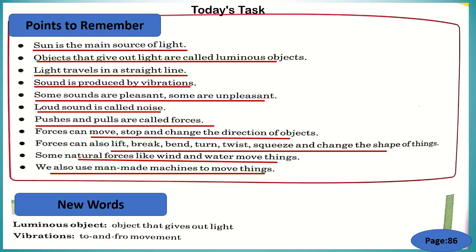Now we will know about the new words. See, the first word is luminous objects. So students, luminous objects mean objects that give out light. Now see vibrations. Vibrations mean to and fro movement.